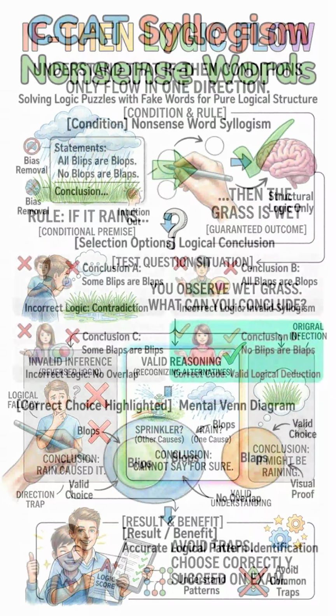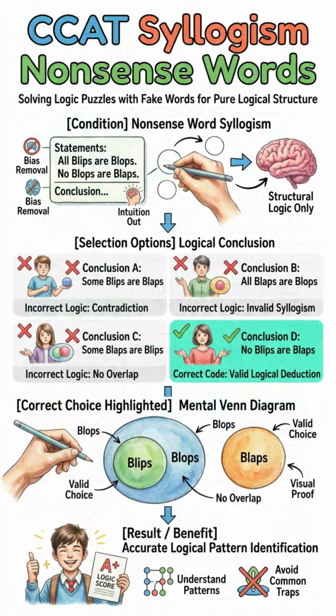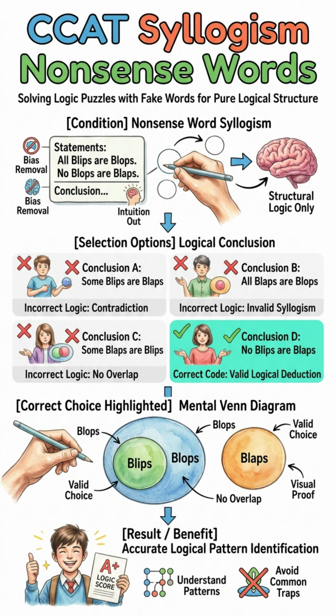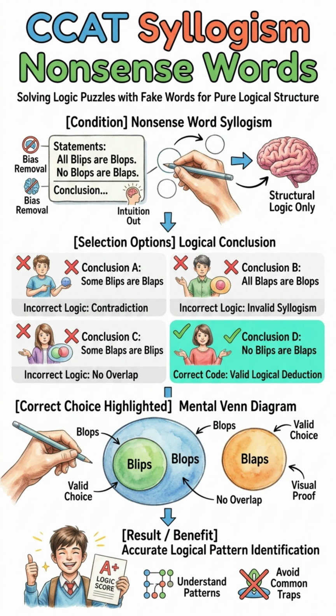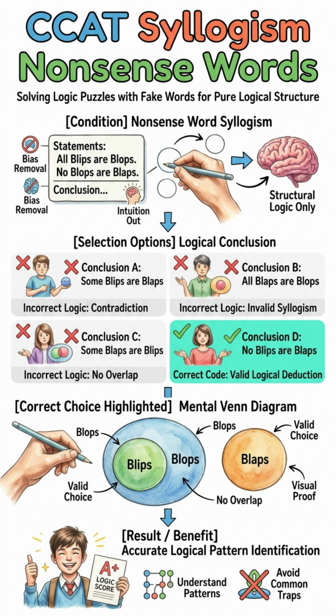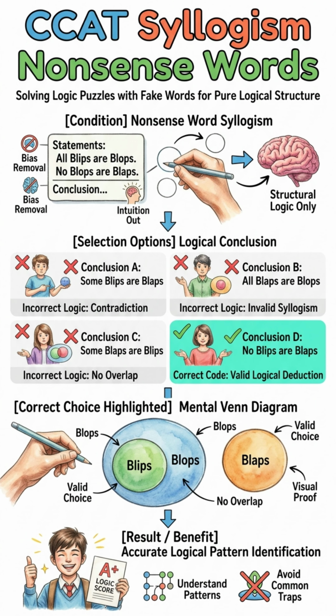These advanced logic questions frequently recycle the syllogism format we discussed in the verbal section, but using absolute nonsense words to remove your real-world bias. You might be told that all blips are blops, and no blops are blaps. You must rely purely on the mental Venn diagram technique, drawing circles inside of other circles to represent these bizarre relationships. Using nonsense words is the test maker's way of forcing you to rely purely on structural logic rather than your intuition.